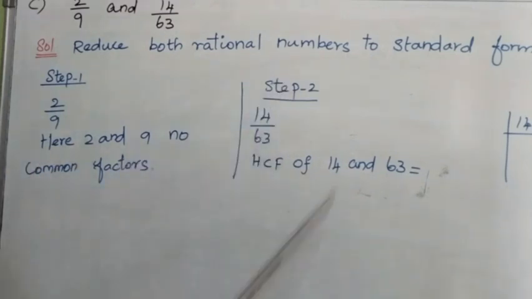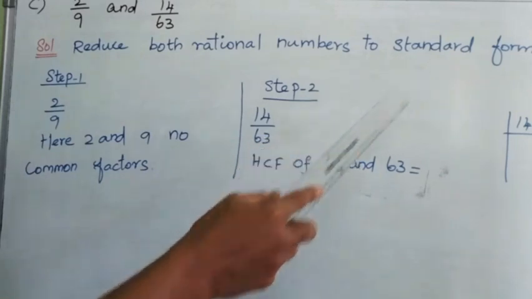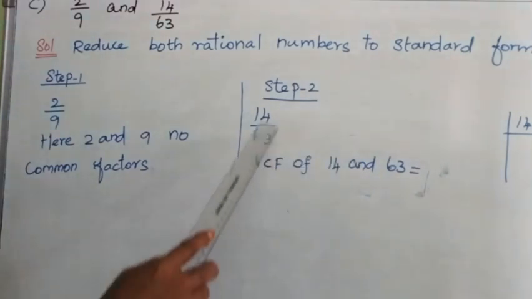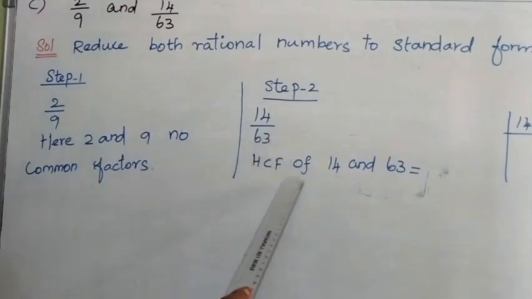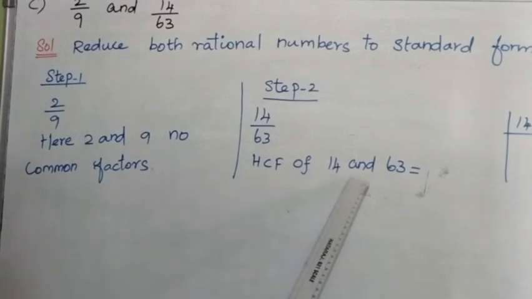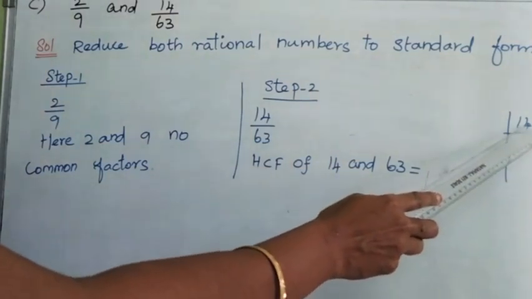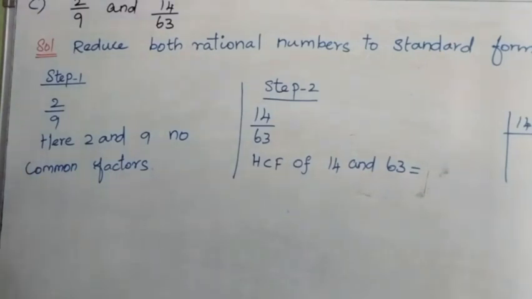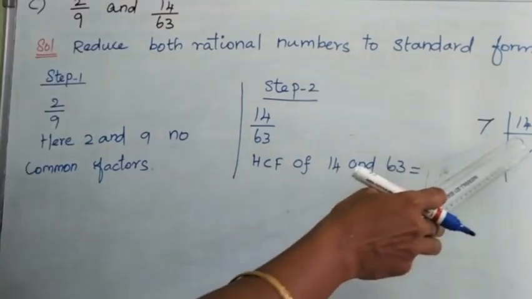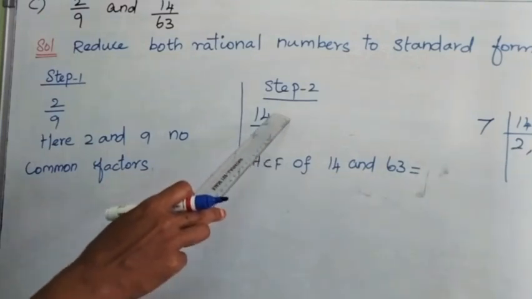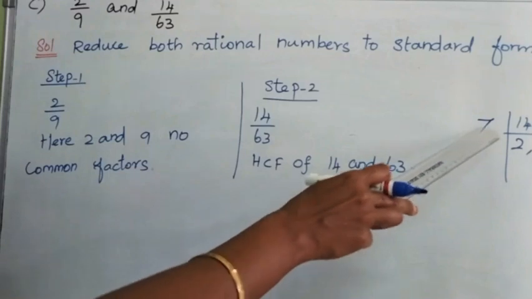Okay, and in the next step we have to reduce the given rational numbers to standard form. So for 14 divided by 63, we have to take the HCF, the highest common factor of 14 and 63. In which table do 14 and 63 come? Yes, in the 7 table. 14 is how many times? 2 times. Very good. And 63 in the 7 table? 9 times. Very good. So in the 7 table it is possible to divide 14 and 63, and the common factor is 7.